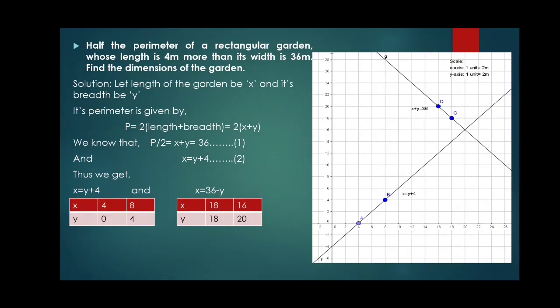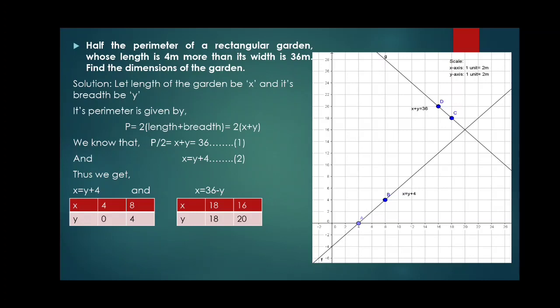Since we have 36, the values up to 36 are to be plotted, 20 or 16 are to be plotted. I took the scale as on x-axis 1 unit is equal to 2 meters, and similarly on the y-axis 1 unit is equal to 2 meters, because the length, breadth and all other dimensions of the rectangular garden are in meters.